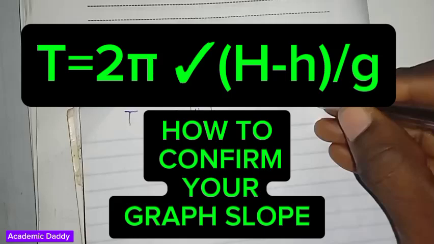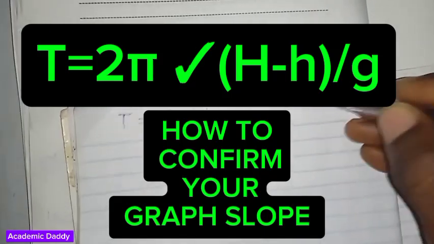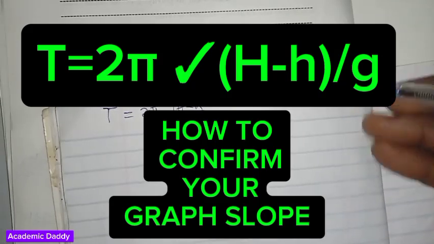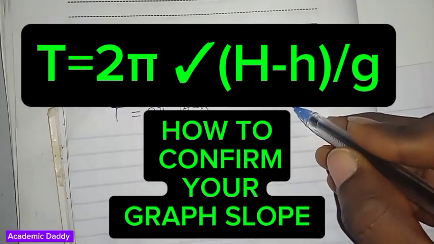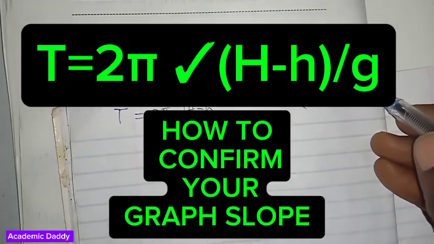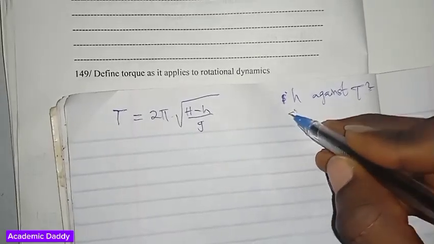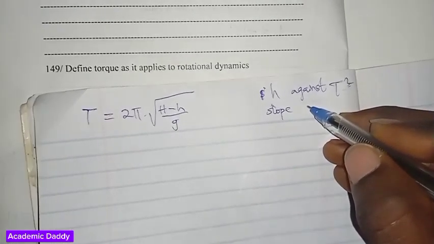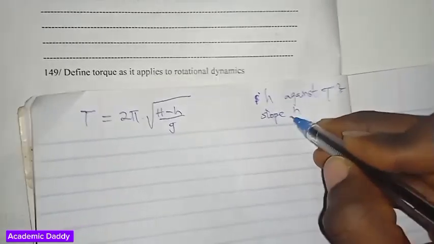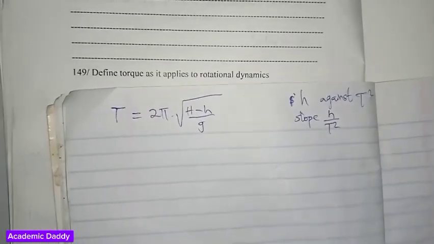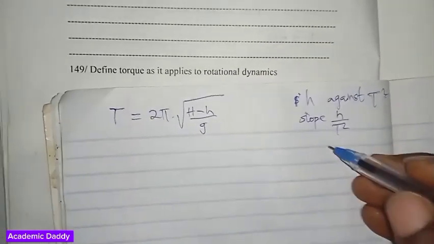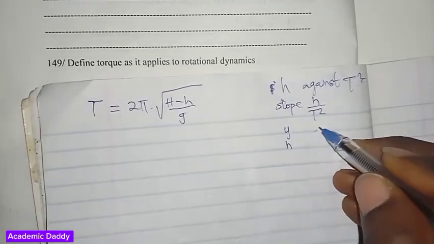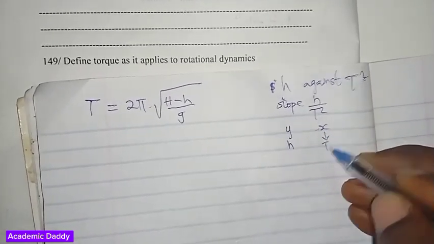And in that question, they said that you should plot a graph of h against T squared, which means that h becomes your vertical axis and T squared is your horizontal axis. That means your slope is going to be, slope is always vertical axis against horizontal axis, so this is going to be h over T squared. So in the equation of motion, y will be equal to h and x will be equal to T squared.